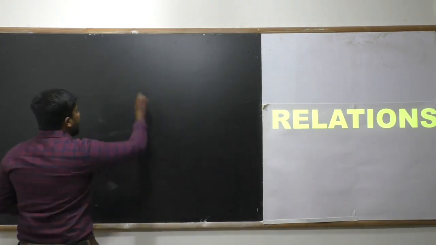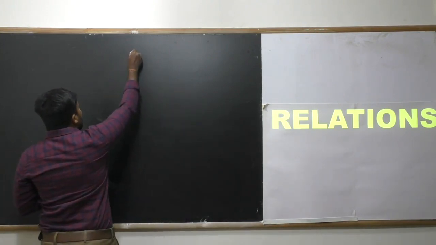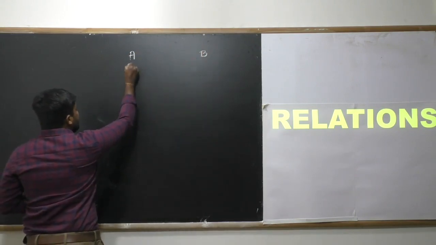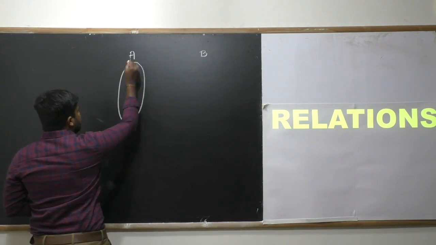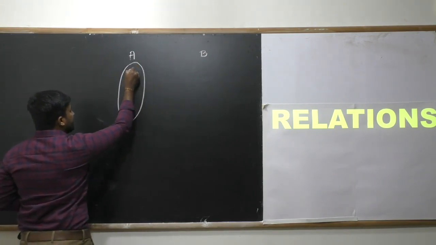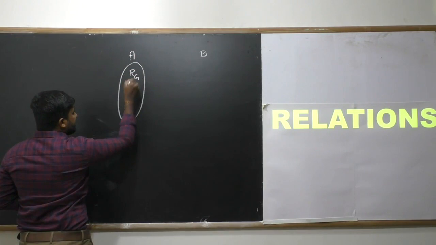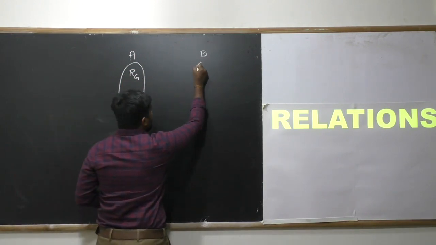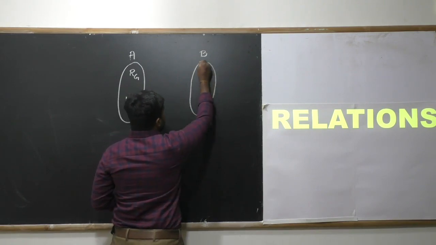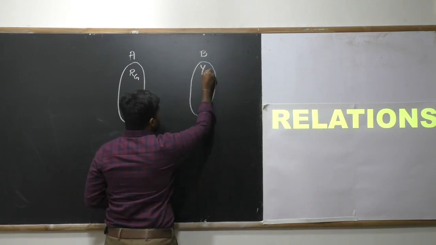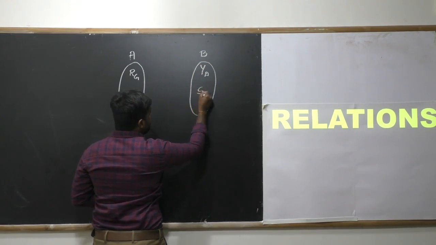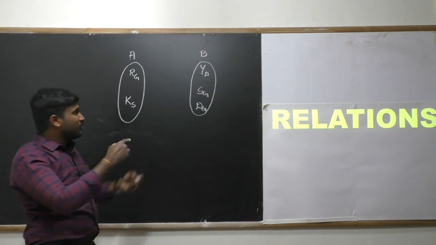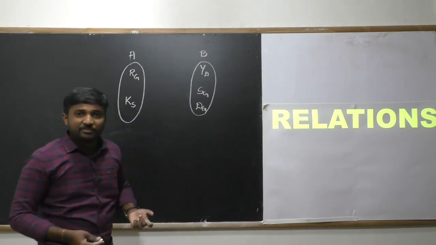Here I take two sets A and B. A and B are two sets. Now I am writing the elements. Elements of set A are RG, KS. Okay. Next, elements of set B are YD, SG, DG. I will explain next what these RG, KS, YD, SG, DG mean.